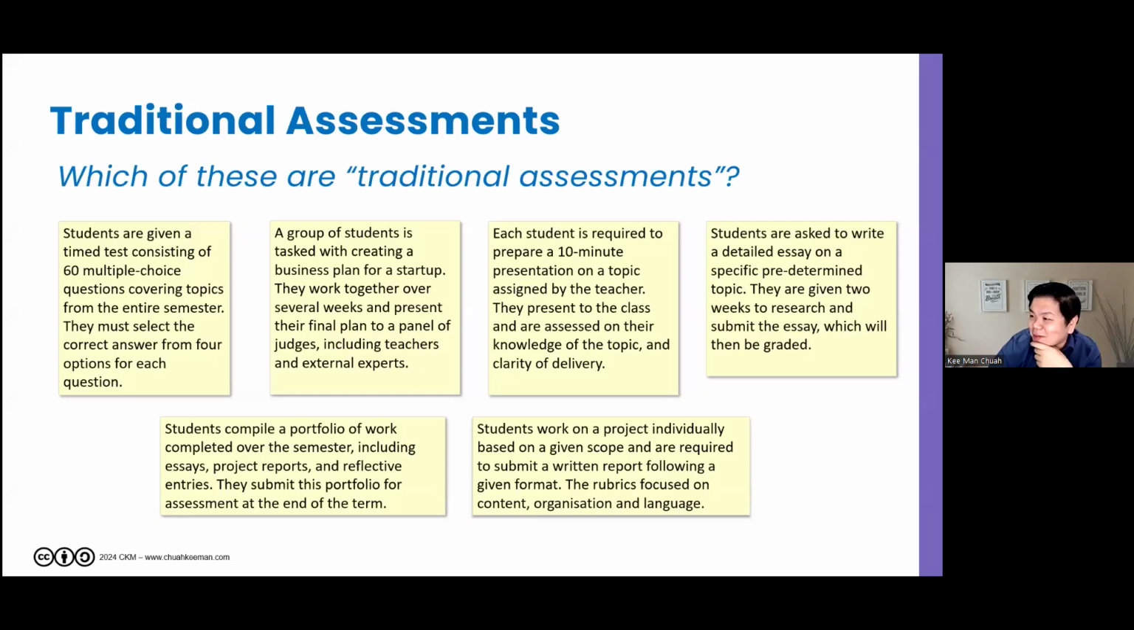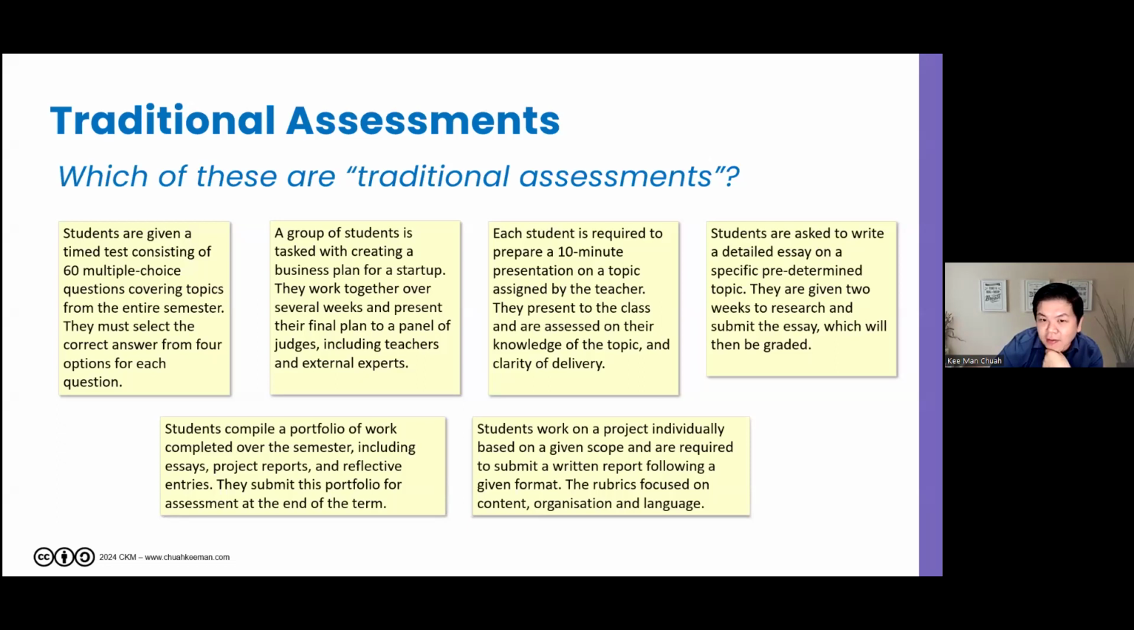Two more minutes to think about this. And then I'm going to ask some of you who are willing to share to unmute and share why you think each of it. I think a lot of you are quite clear that number one is traditional, but we're going to go one by one. The rest of you can try.